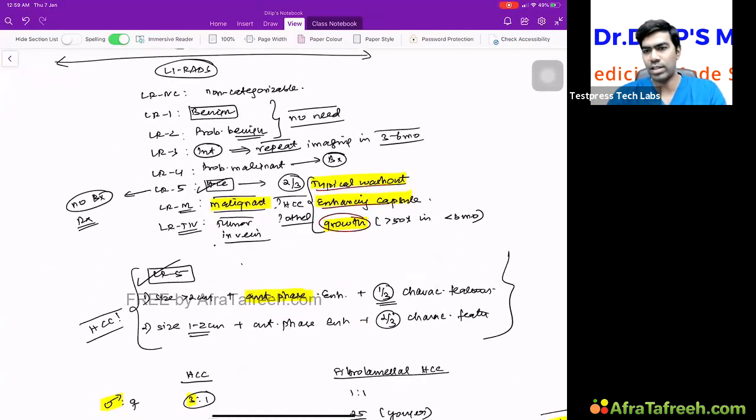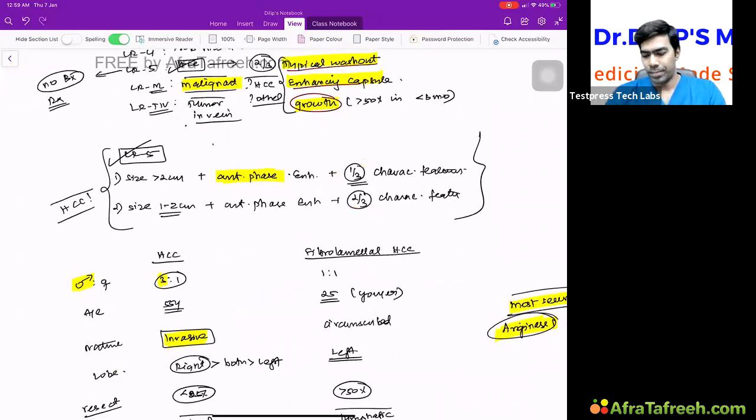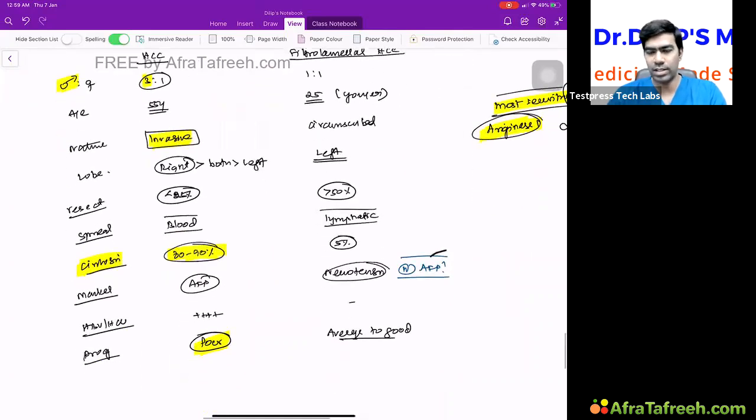Based on LI-RADS, the only thing they will be asking you is the LI-RADS 5 typical HCC pattern, which is size more than 2 centimeter plus arterial phase enhancement plus one of the three characteristic features. The three categories which we have discussed are typical washout, capsule enhancement, and growth demonstration, more than 50% in 6 months. And second is size 1 to 2 centimeter plus arterial phase enhancement plus at least 2 of the 3 categories which is discussed. And difference between HCC and fibrolamellar type: more fibrosis, normal AFP, less invasive, more circumscribed, easily resectable, better prognosis with fibrolamellar type of HCC.